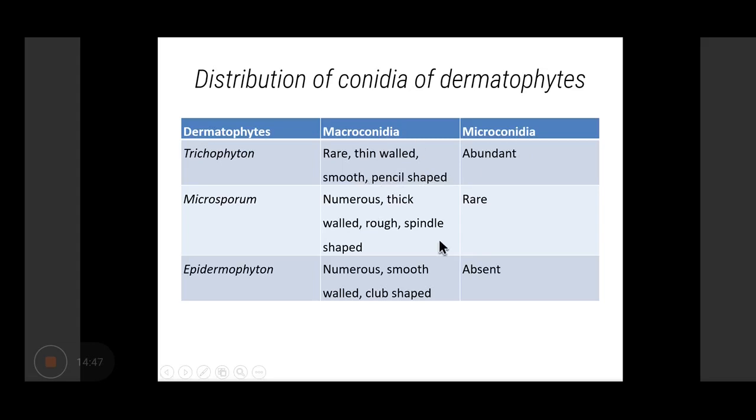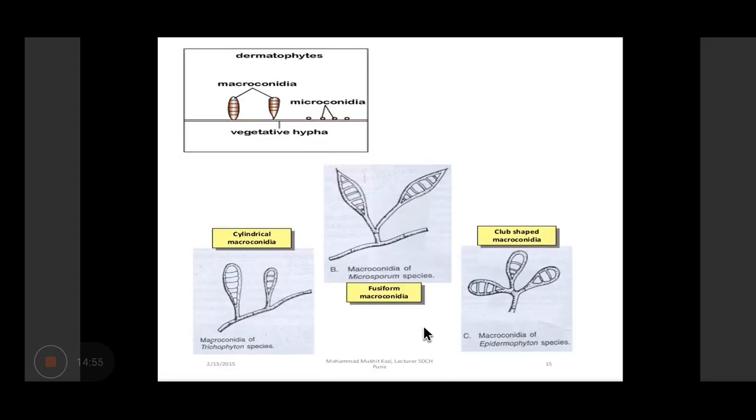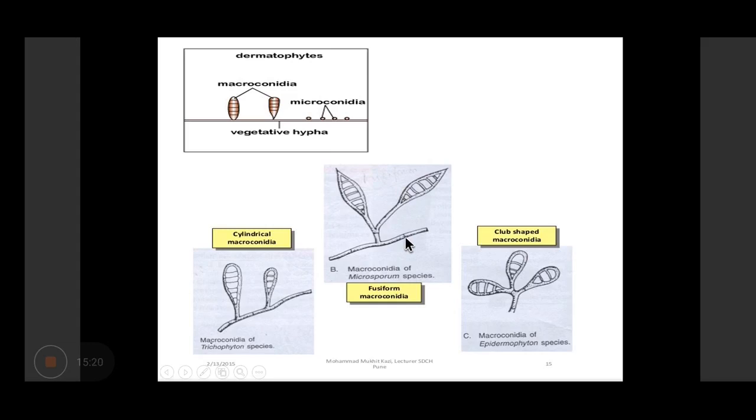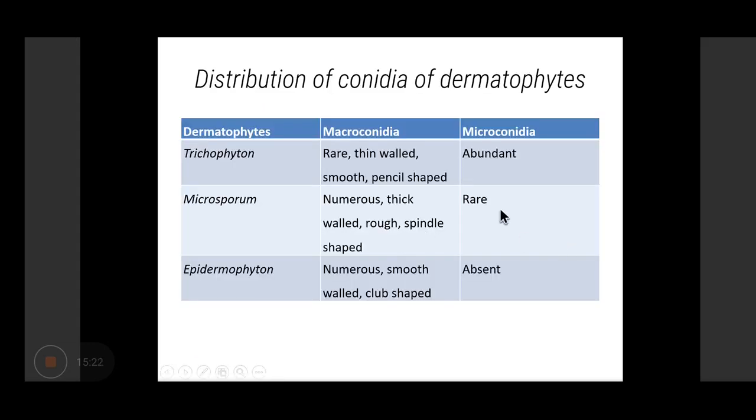And microconidia are abundant. This table is very important. If you get a question on this, you need to remember this table and you must write it, and you must prepare the figure. This figure is very important, so you get the marks. Make the diagrams. Then in Microsporum, the macroconidia are more numerous, thick walled, fusiform and spindle shaped, and microconidia are rare.